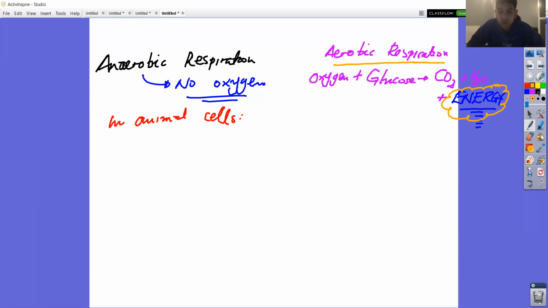Now I'm going to ask you a question: what is this energy used for? Like, why does it want the energy? What is it going to use that energy for? Wait, the plants or any cell? Because we've seen that prokaryotes, eukaryotes, they all respire. So what do they use that energy from respiration for?